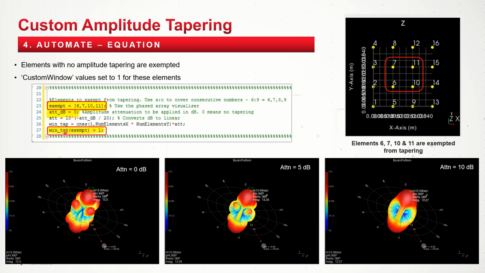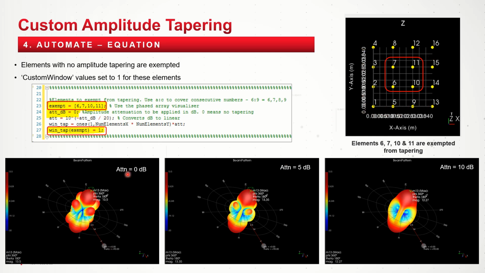And of course here I'm setting all the elements that I'm exempting from the tapering to be 1. And of course, this is actually the attenuator that I'm setting for the elements that I am applying the tapering to.